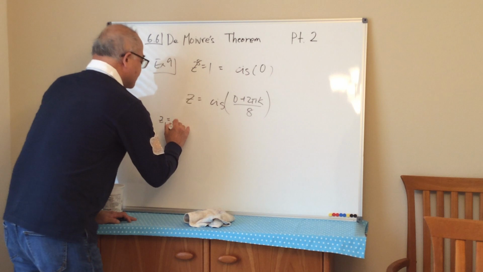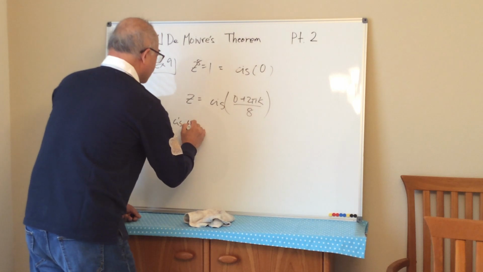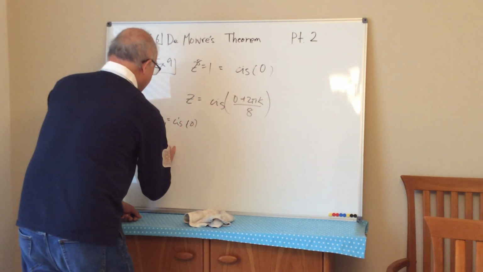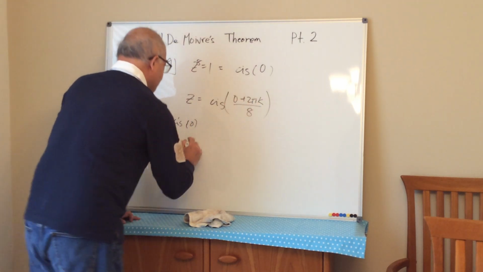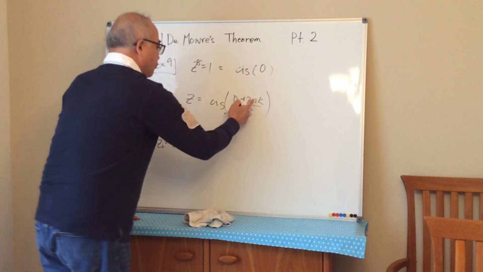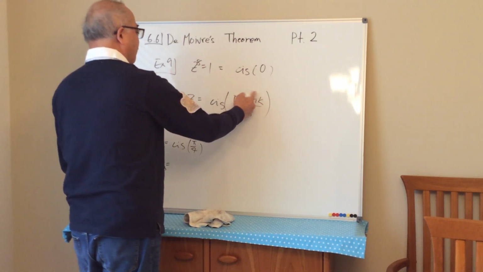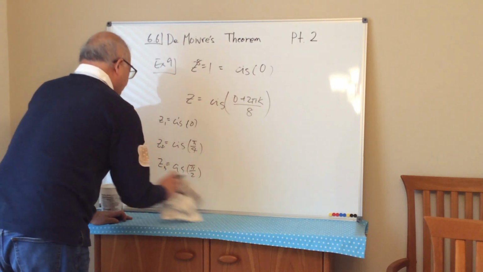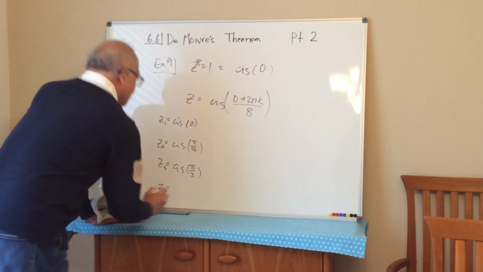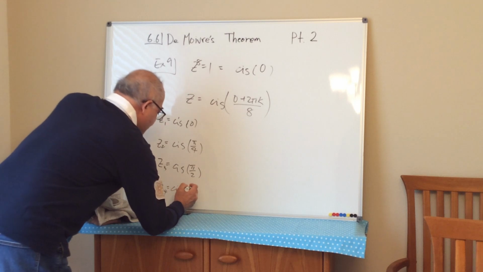So z1 is CIS. The first one, this one is 0, so you're going to be 0. Z2 is CIS, now this is going to be 1, so I'm going to get 2 pi over 8, which is pi over 4. Z3 is when this is going to be 2, so I'm going to get 4 pi over 8, so it's going to be CIS pi over 2. And then the fourth one is where this is going to be 3, so it's going to be 6 pi over 8. 6 pi over 8 is 3 pi over 4.